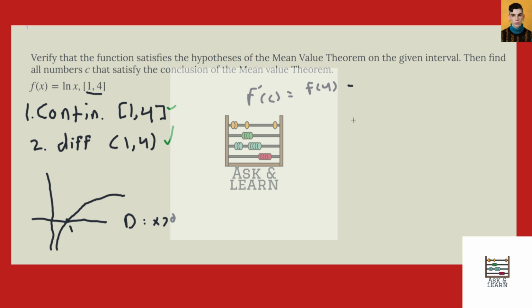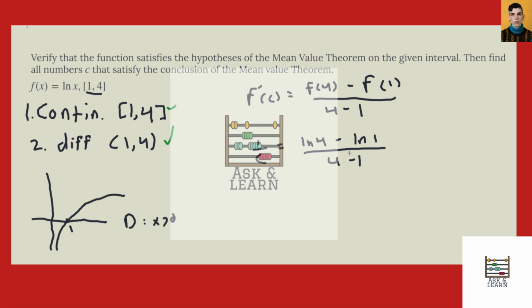all over 4 minus 1, because that tells us the average slope from 1 to 4. And we can actually find the number c that satisfies this condition by directly plugging into this equation. So the derivative of ln of x is 1 over x, but we're going to be writing in terms of c, so this will be 1 over c. And this is equal to ln 4 minus ln 1 all over 4 minus 1.